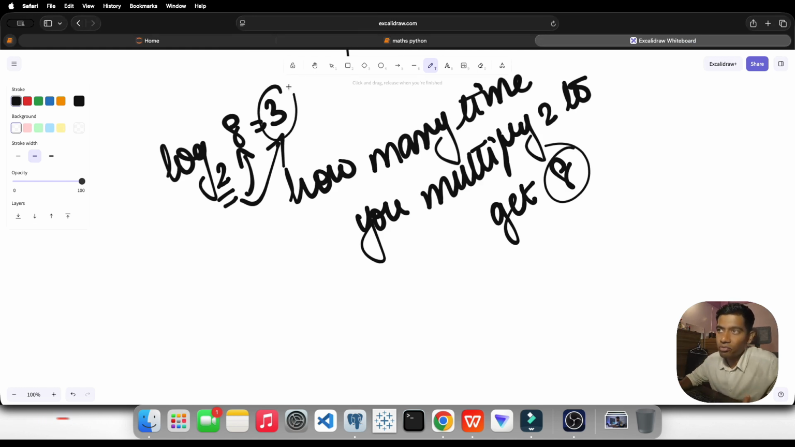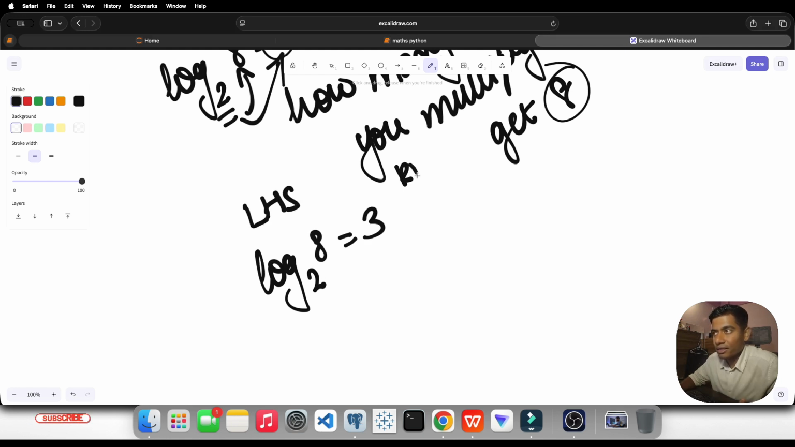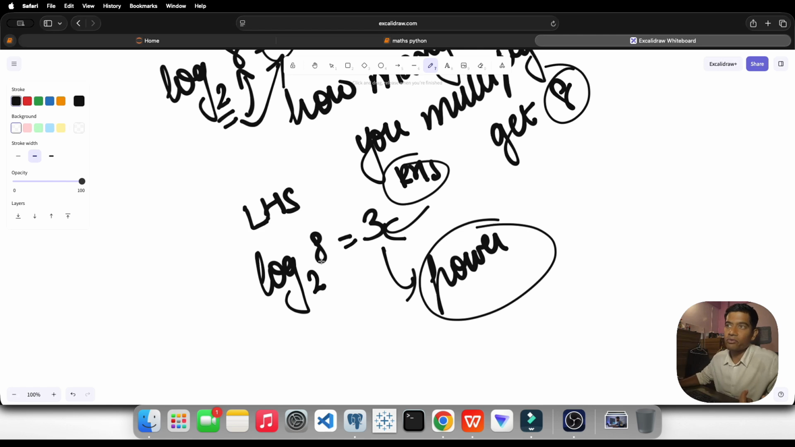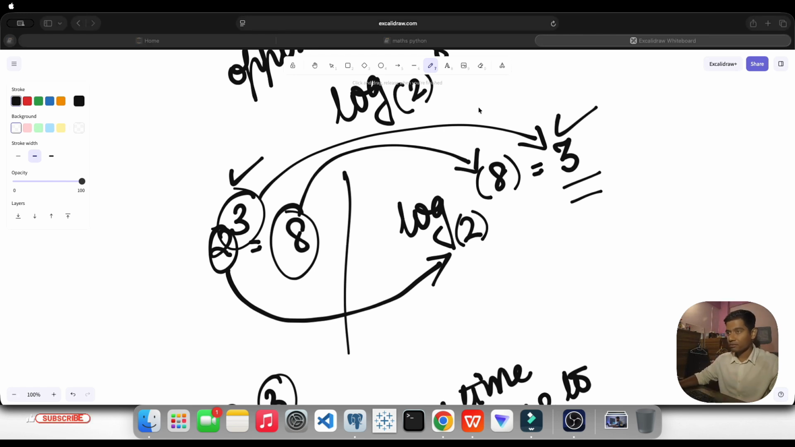In the LHS and RHS, what actually is it all about? It is all about power. Okay? Like I have told you here, it is all about power. So logarithm directly or indirectly tells us the power, that's it. Okay? That's the theoretical part and also some basic maths, just that.